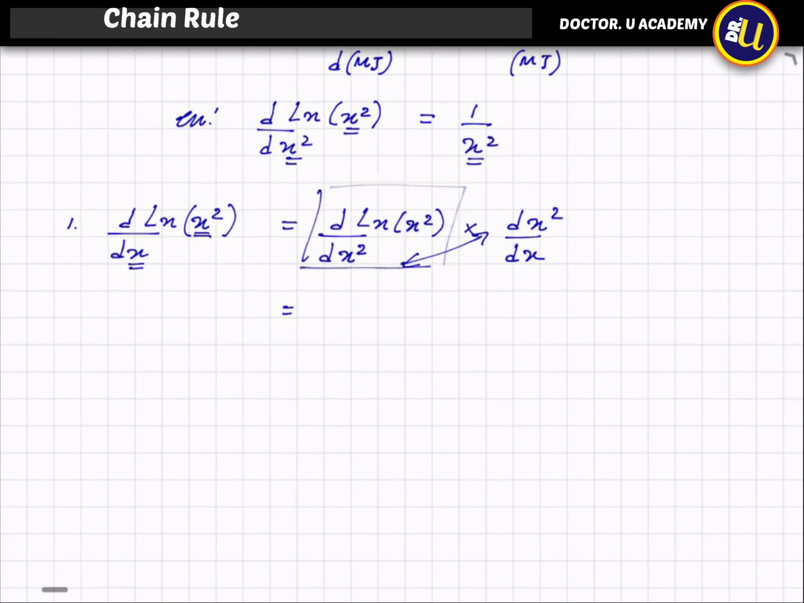Now the first block would be 1 divided by x squared times the second block. So the second block would be 2x. So it's going to be 2x now. Okay. So the answer would be 2 divided by x.